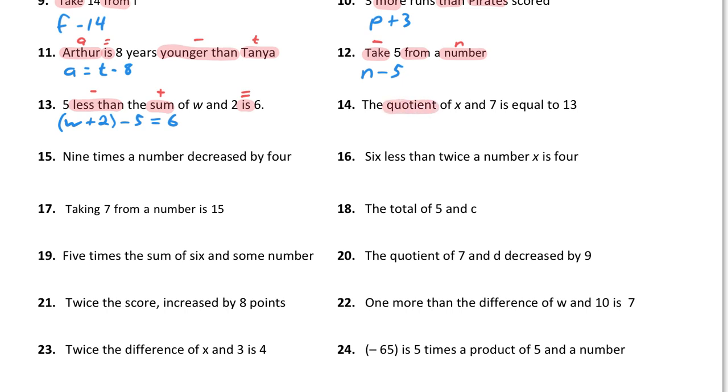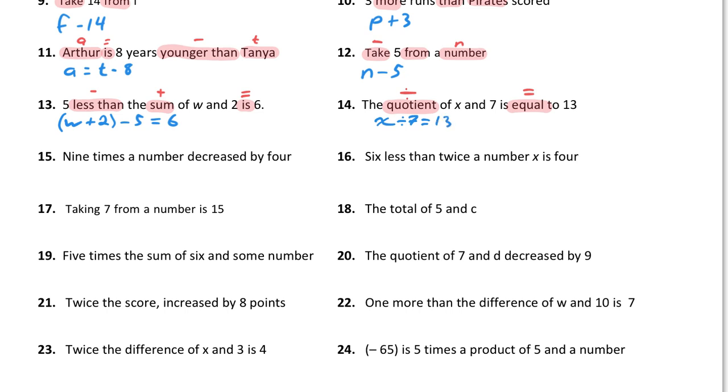Next we have quotient, and we have equal. Quotient means dividing. Equal means equal. That's an easy one. So the quotient of x and 7. X divided by 7 equals 13.